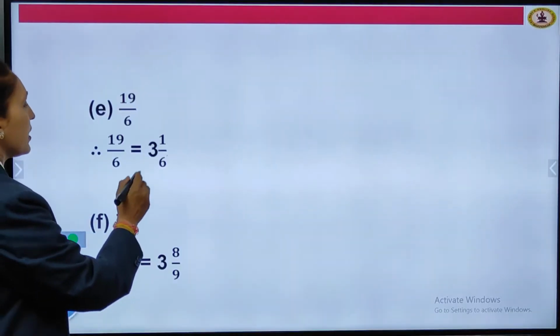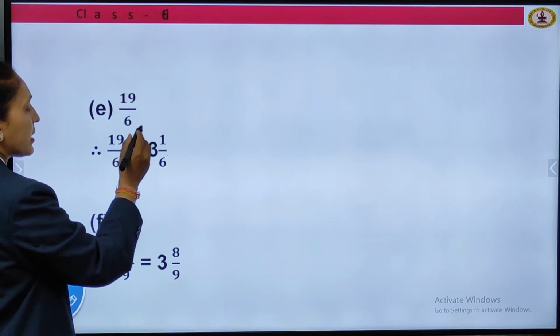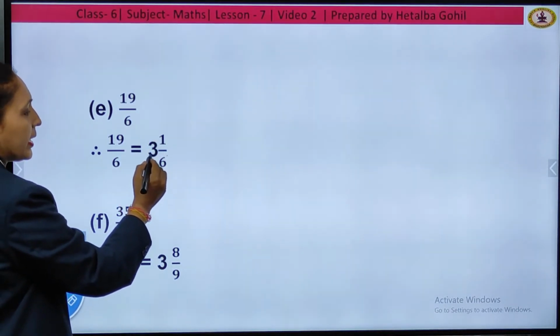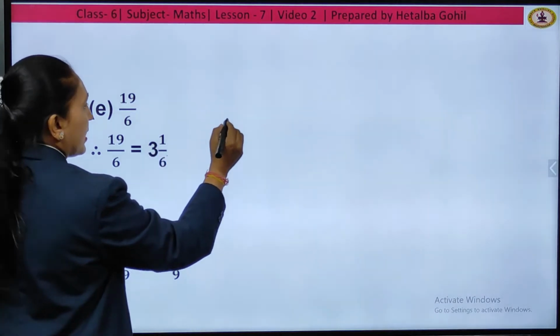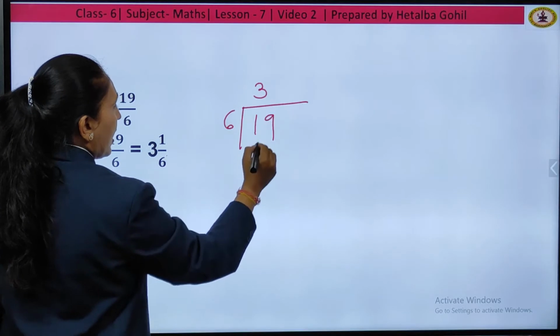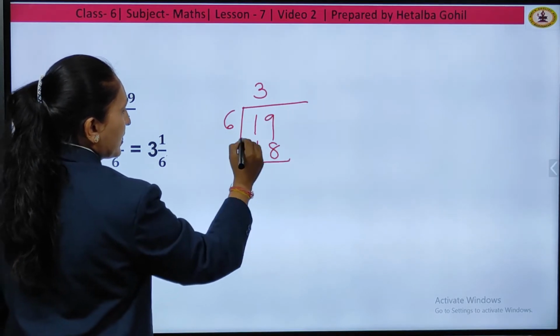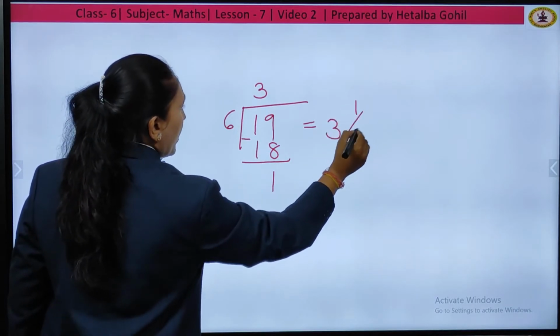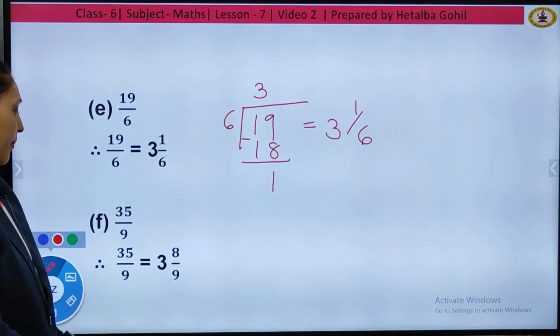Same thing next also, children: 19 by 6. When you divide, you will get your answer as 3 integer 1 upon 6, that is dividing 19 by 6. Okay, 6 3s are 18. What is left out? 1. So you will get the fraction as 3 integer 1 upon 6.